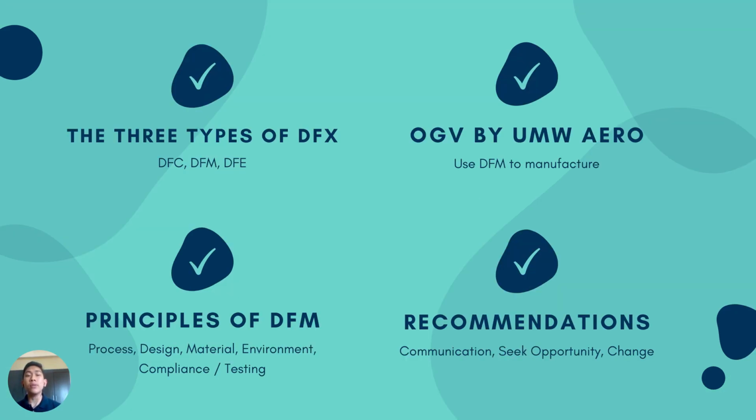All right, let's recap. There are 3 types of design for X: DFC, cost, manufacturing, and environment. The part produced by UMW Aero is the OGV, which uses DFM to manufacture. There are 5 principles of DFM: process, design, material, environment, and compliance or testing. And finally, the recommendation that is given is to promote communication, to seek opportunity and to change anything that can be changed, to a better solution, to a better process.